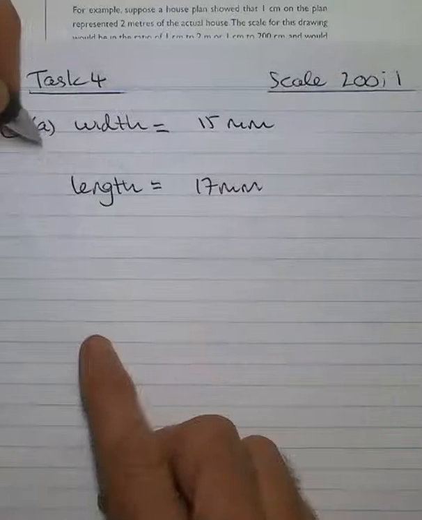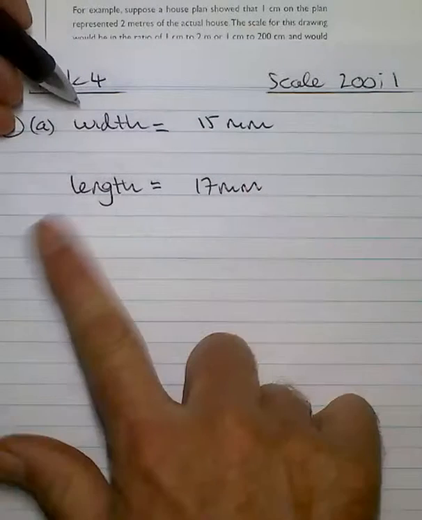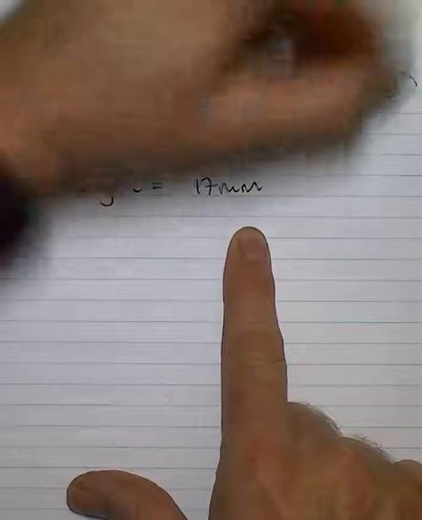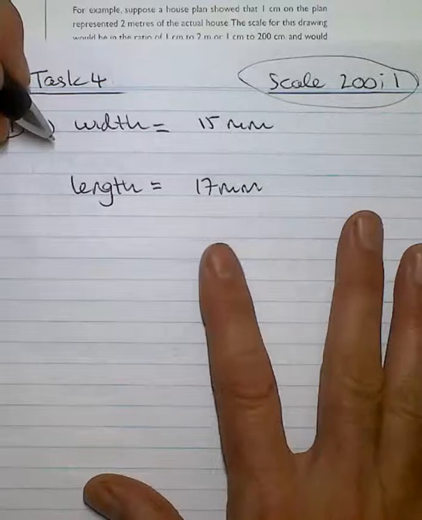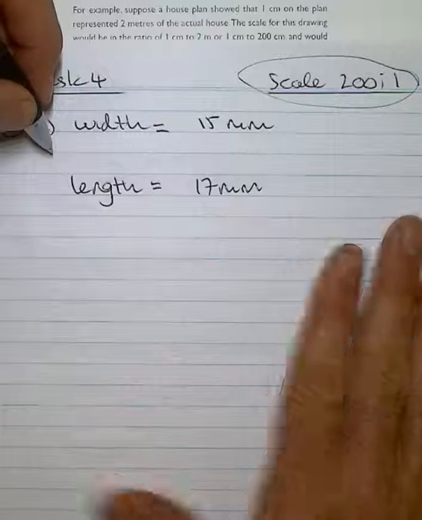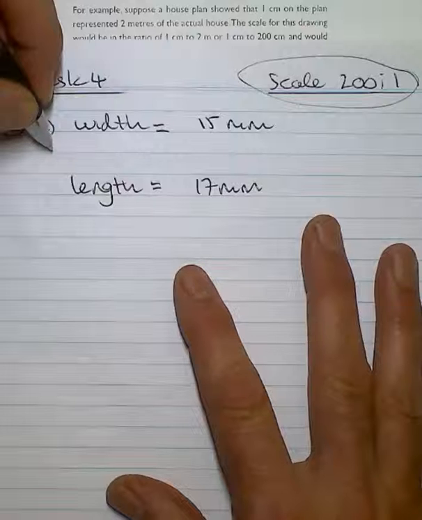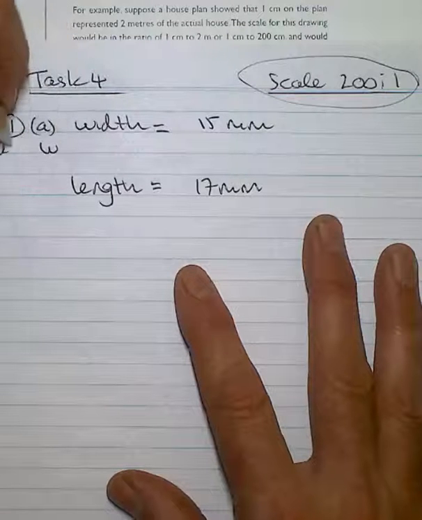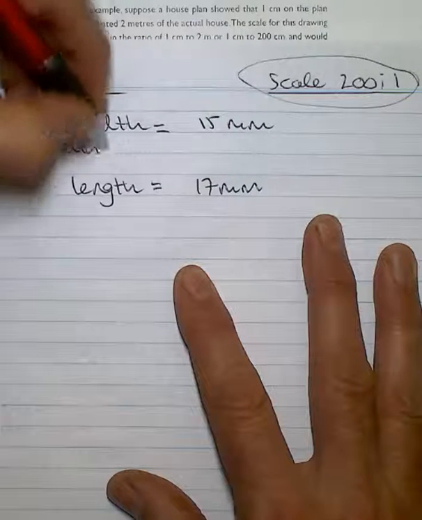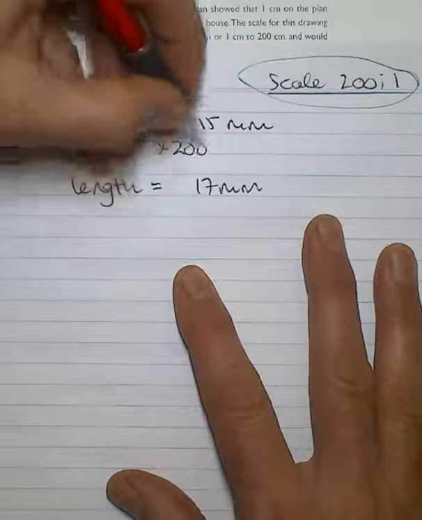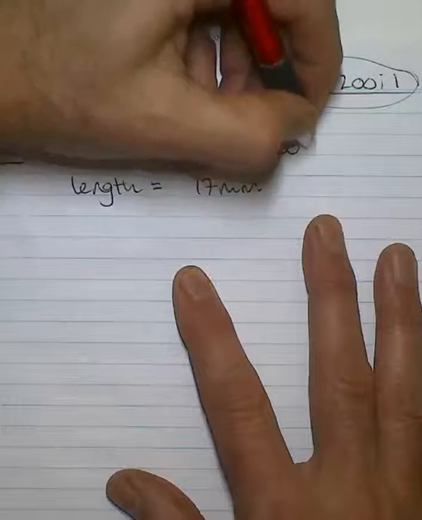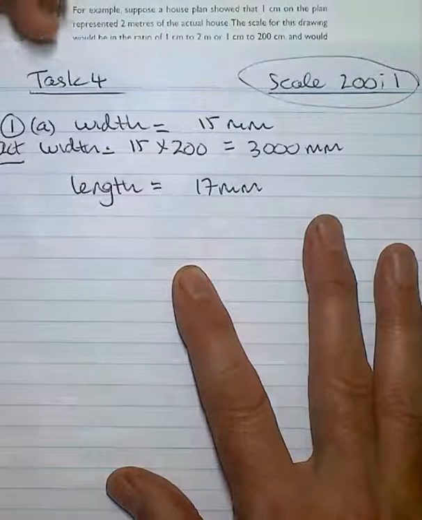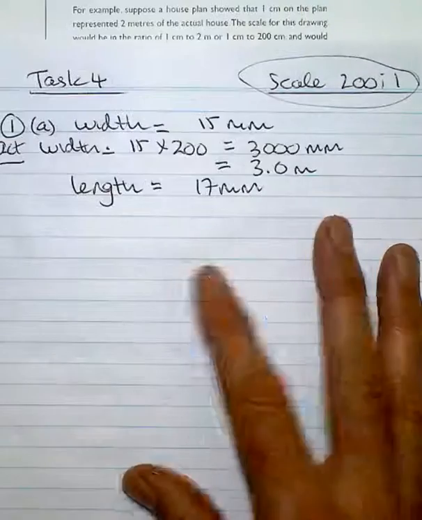When I work the actual measurements, I've written the width 15 mil, the length of 17 mil, I have to multiply those figures by 200 and that will give me my length in millimetres, which is what builders use. It's probably easy for us to convert back to metres where necessary. So the actual width is 15 times 200, which should be 3,000 millimetres, which in this instance is going to be 3.0 metres.